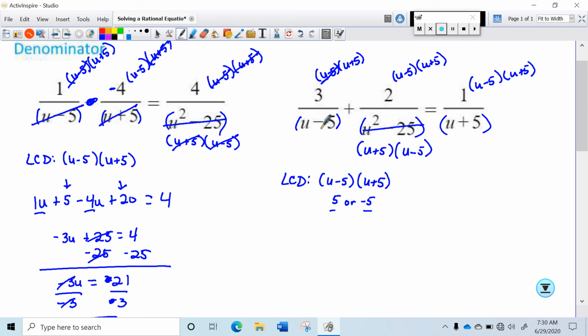So u minus 5 cancels with u minus 5. So 3 times u is 3u. 3 times 5 is 15.